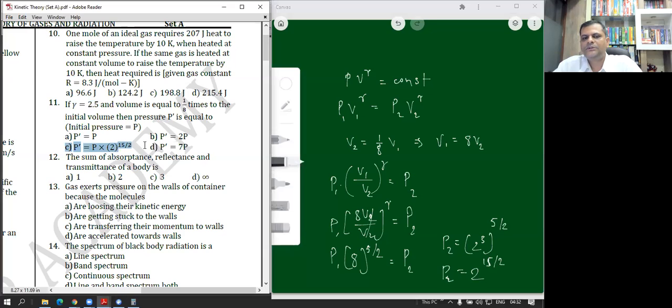So P dash is equal to 2 raised to 15/2 in this way. P into 2 raised to 15/2. Okay.